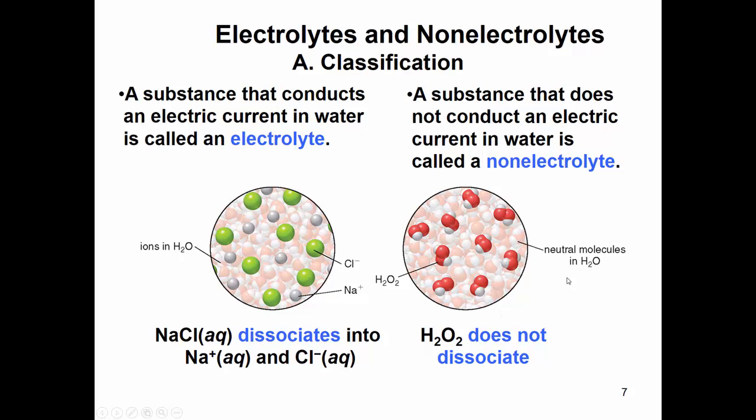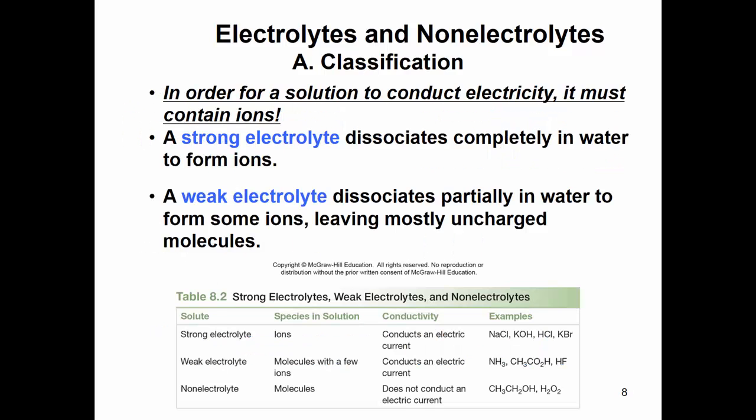However, if you take hydrogen peroxide, this is a covalent compound. This is not ionic. And as you see, these are just molecules. We do not have ions present. Therefore, it is a non-electrolyte. So, I just said this, but wanted you to see it clearly. In order for a solution to conduct electricity, it must contain ions.